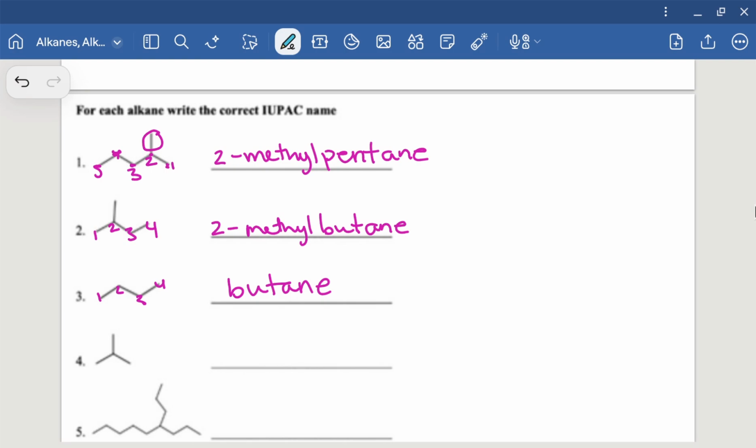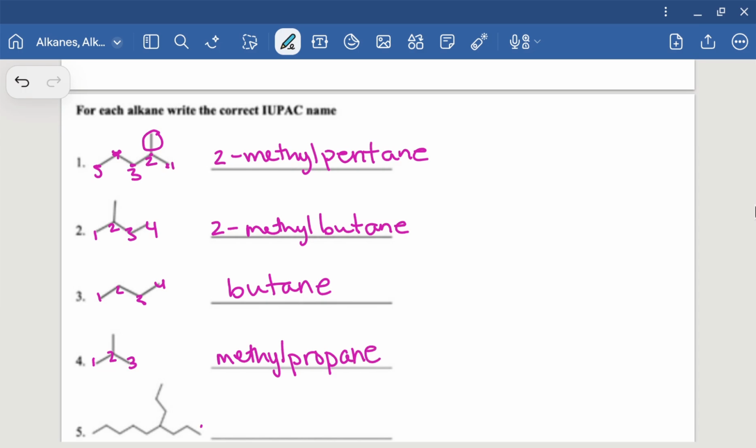Number 4 is an exception to the rule that we don't have to say where our methyl group is. Because this is a 3-carbon chain, it can only be on carbon 2. So this would be methyl, and then 3 is prop. So propane, for all single bonds.